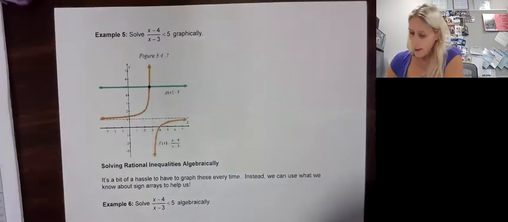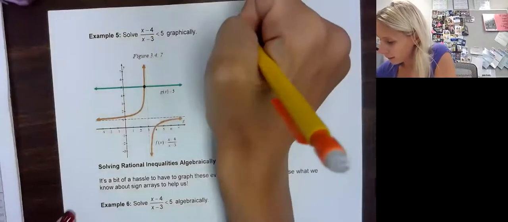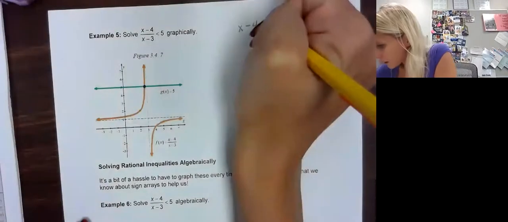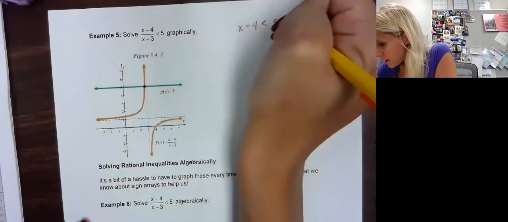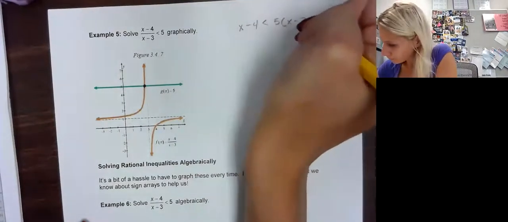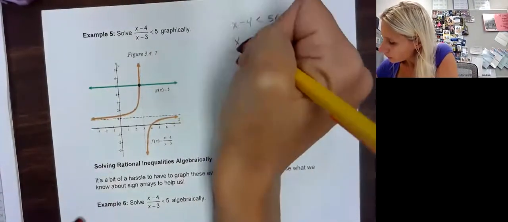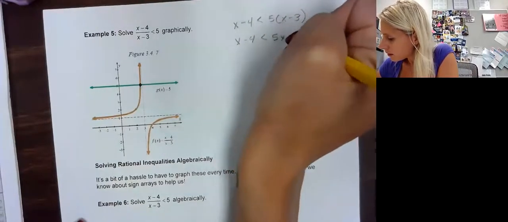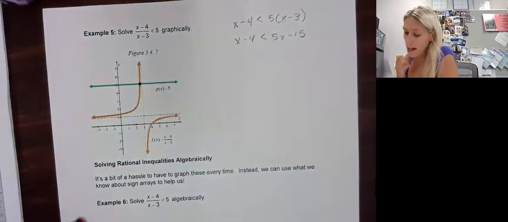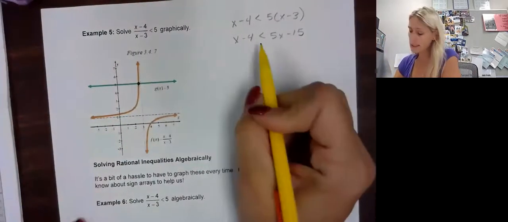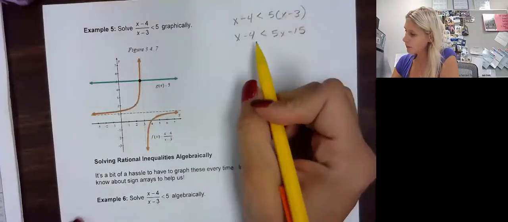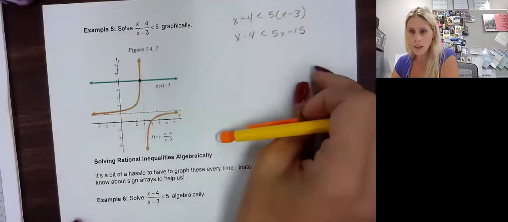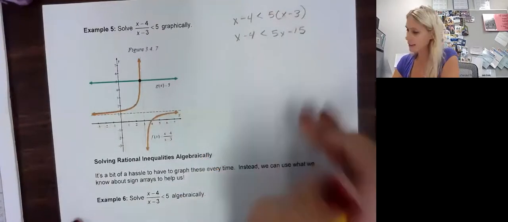All right, fraction again. So I want to get rid of that, multiply both sides. So x minus 4 is less than 5 times x minus 3. We are going to distribute that out. Okay, move everything. Actually, in this case, we might be able to just solve for x, right? We don't have to move everything to one side and have 0 be it. We actually can solve for x in this case.